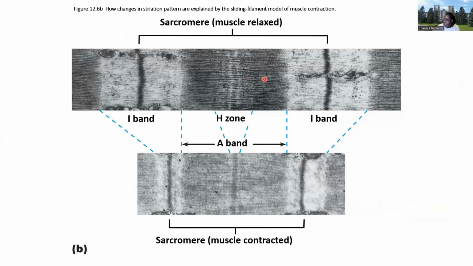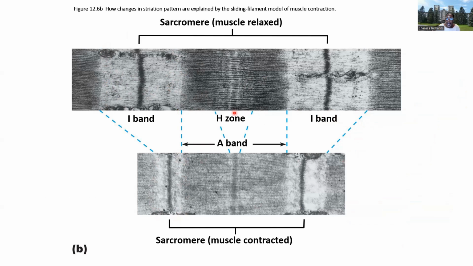Okay, looking at the histological view here. So here's our I band, this light pale staining region of only thin filaments. Notice how it's much larger in the relaxed state of the muscle when the sarcomere is nice and stretched. And then it's much smaller in the contracted state of the muscle when the sarcomere is shortened.